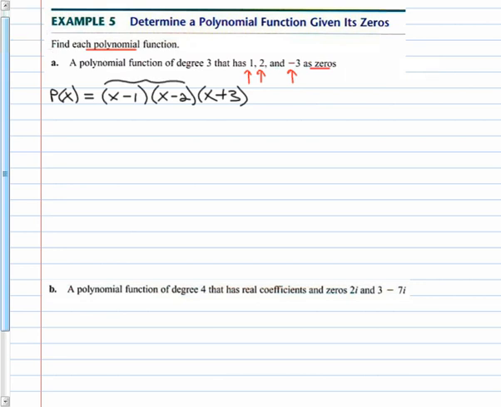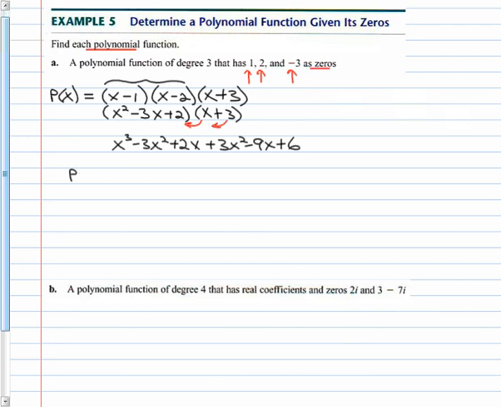I'm going to use FOIL on these first two. X squared, outside is -2x, inside -1x, that's -3x. Last terms would be plus 2, and then I still need to multiply by my x plus 3. I'm going to distribute my x, then I'm going to distribute my 3. So if I multiply everything by x, x cubed minus 3x squared plus 2x, multiply everything by 3, plus 3x squared minus 9x plus 6.